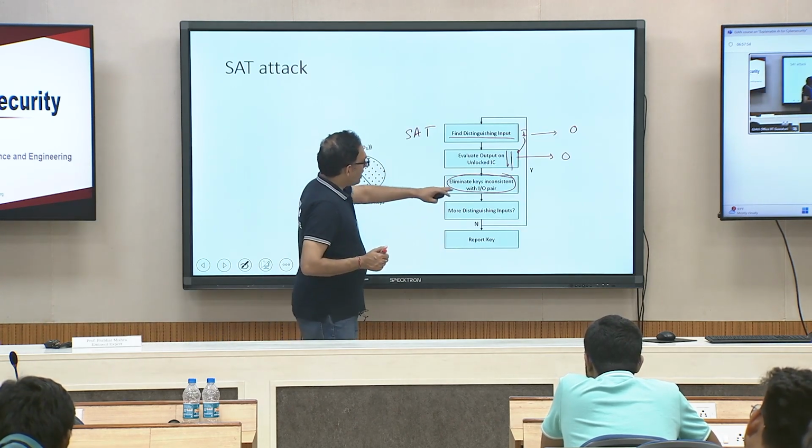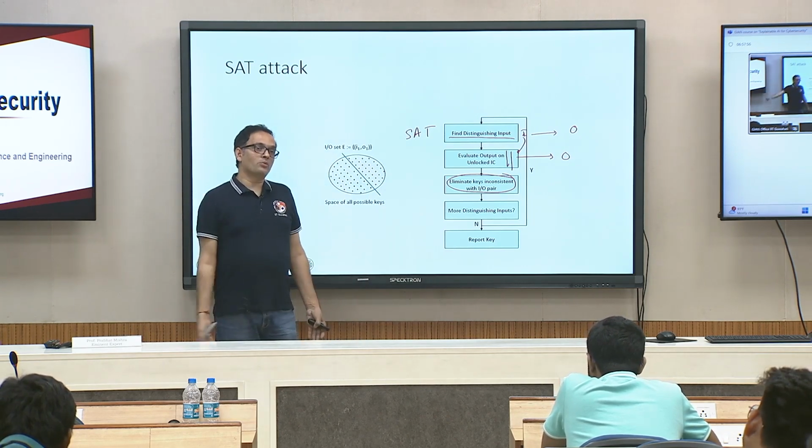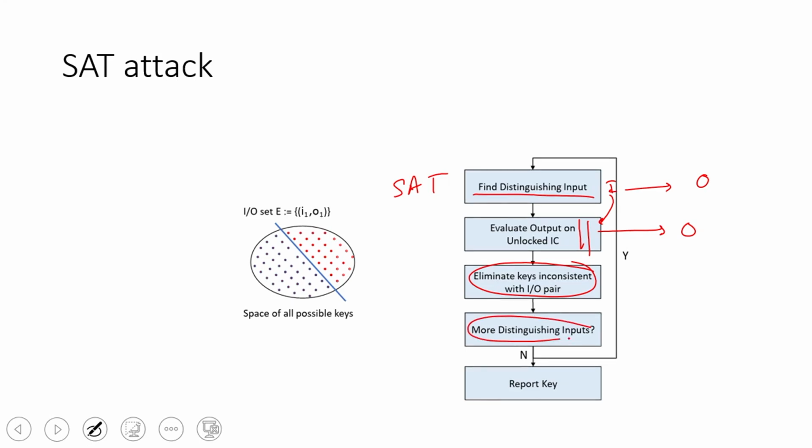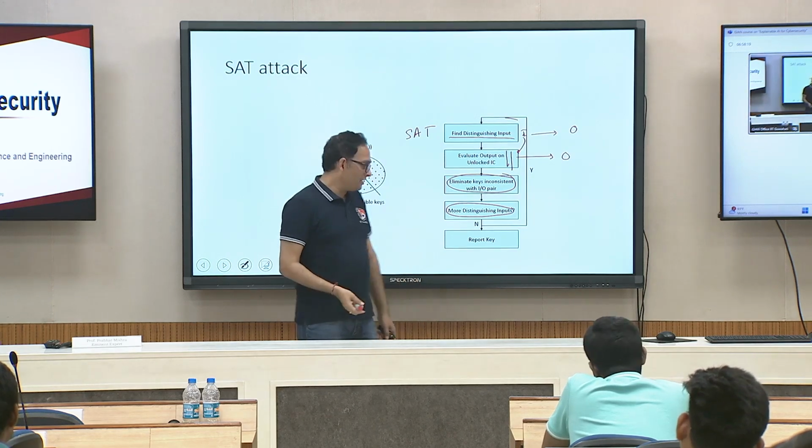After adding this formula, I will again ask the SAT solver, can you give me one more DIP? If a DIP exists, I will go back and do the same process. If no DIP exists, what does it mean? There is no other DIP that can distinguish the keys, that means whatever keys remain now are the correct keys. So, you will get the keys, right.